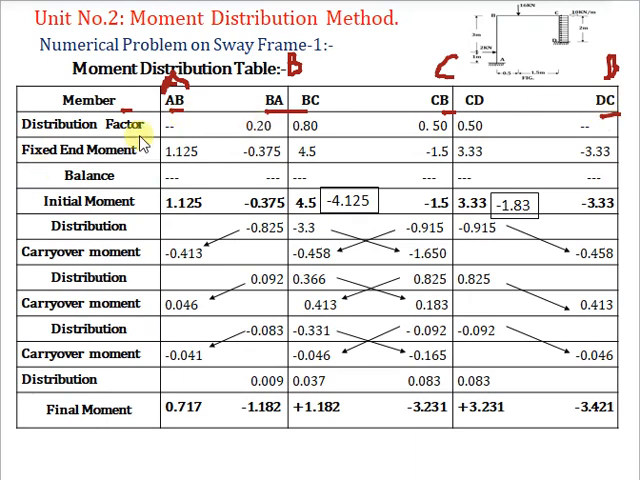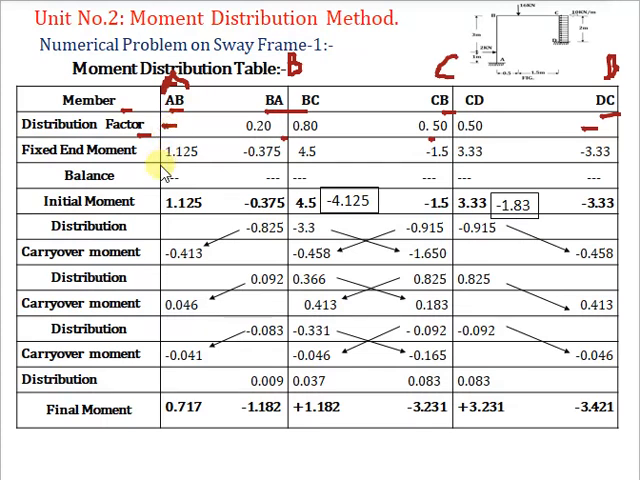Now write down their distribution factors for the internal joints: BA 0.2, BC 0.8, CB 0.5, CD 0.5. There is no distribution factor for the member which is connected to the last joint or end joint.